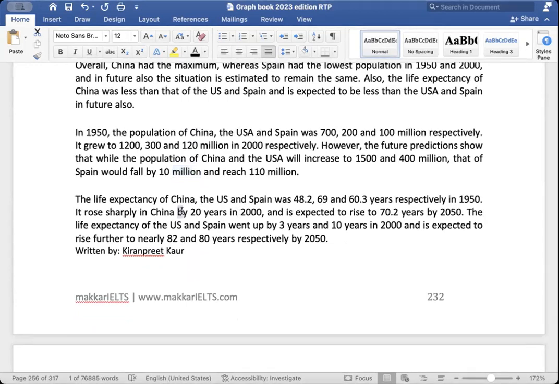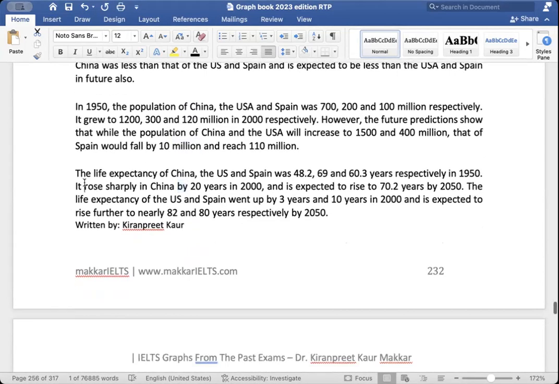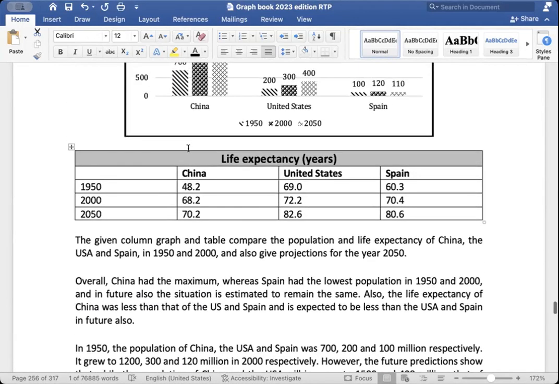By 20. The amount subtracted will be with "by", even the amount added will be "by". See, here I have written "it rose", so it is added, right? I could write "it fell sharply by 20". Then it would mean the figure should be 28.2. So "it rose sharply by". By means you are adding or subtracting. Is that clear? Yes, ma'am.